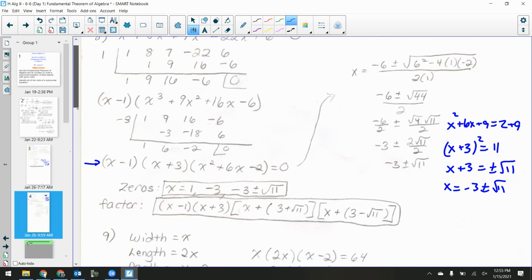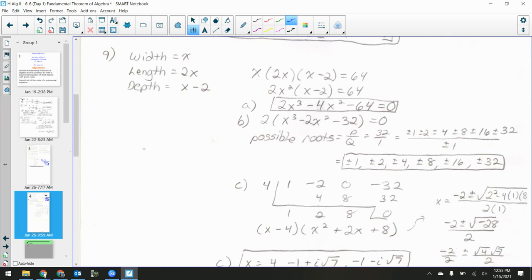And then number 9, the volume of the box problem. The width is x, the length is 2x, and the depth is x minus 2. So then you multiply all of those things together, and set it equal to 64 because that's the given volume.